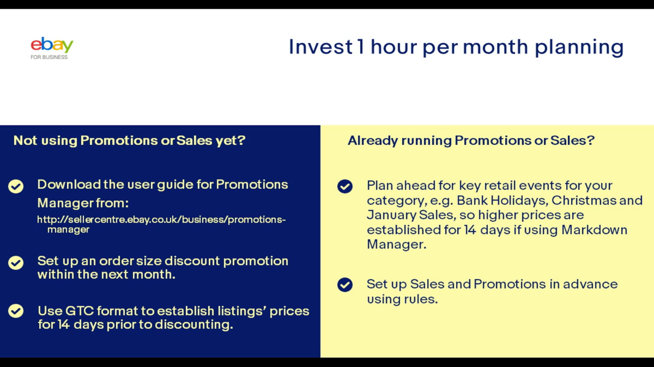If you're thinking about using Markdown Manager, that takes a little bit of consideration before you get started. So if you're not already using Good Till Cancel format, you'll need to use that format on your listings. And you'll need to establish the price for 14 days. So if you've got all fired up from listening to the webinar and you think, right, I really want to run a promotion, best way to do it is use the Promotions Manager tool and do an order size discount first, because that can be live within a few minutes. You don't have to wait. The full price will still be shown on your listing, but buyers will see that there are discounts available if they're buying more than one item or spending a certain amount. So it's a really good way to get started.